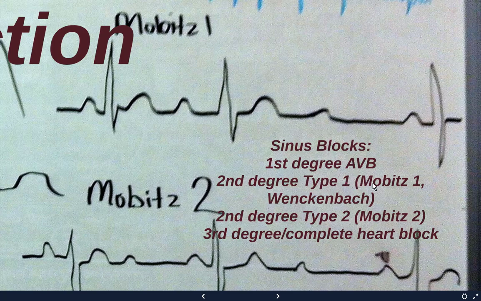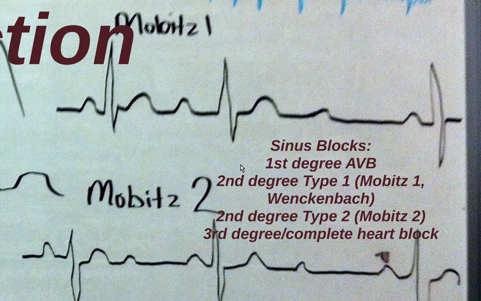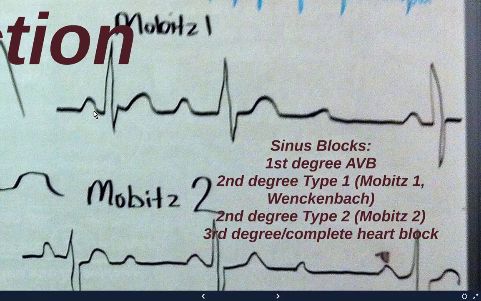Now second degree type 1, this is Mobitz 1, also known as Wenckebach. So it's got 3 names. And what this does is this is the only block that has a change in the PR interval. The PR interval will begin normal, and then it will get longer, and then it will drop a QRS. Okay? So remember, the PR interval changes with Mobitz 1 or Wenckebach or type 1. This is the only rhythm where the PR interval changes and lengthens, then drops a beat.